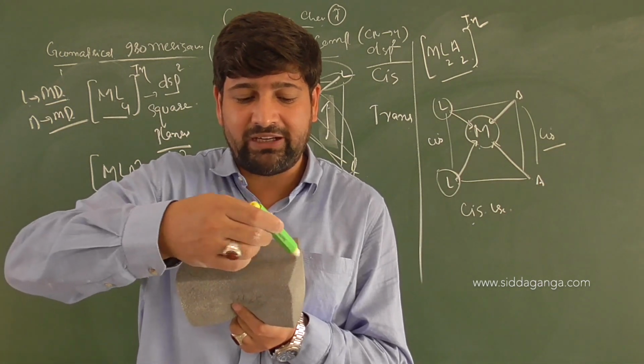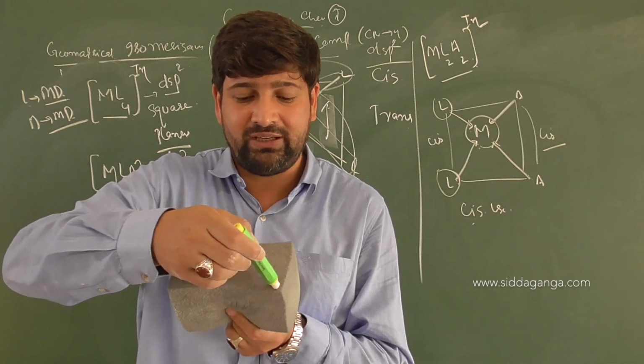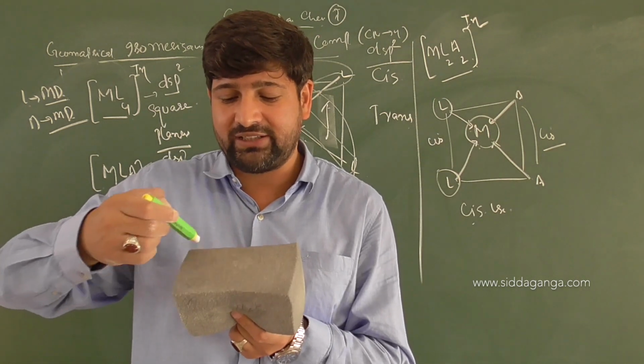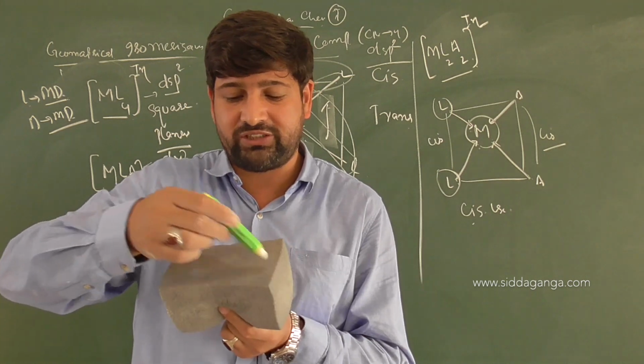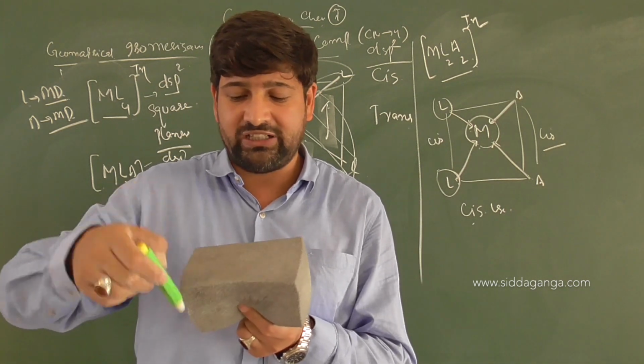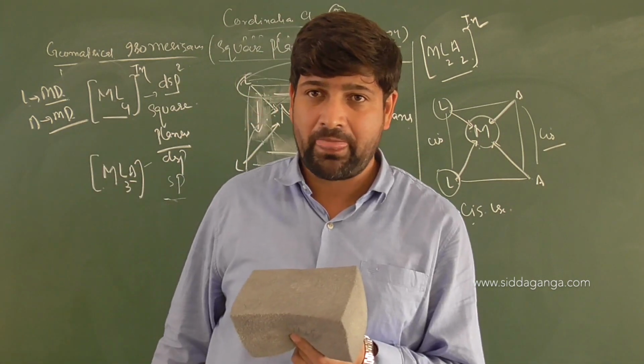On the same side of the metal atom, these two ligands are existing, so it will be cis. This will be trans. Again, this will be 1 to cis, 1 to cis, 1 to cis, 1 to cis. Trans, 1 to trans, 1 to trans. This will be trans positions.